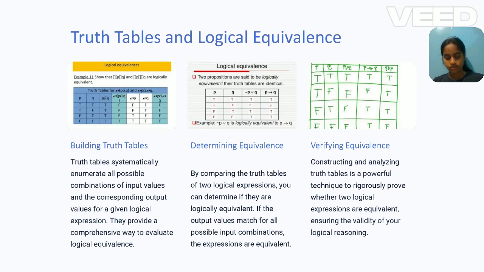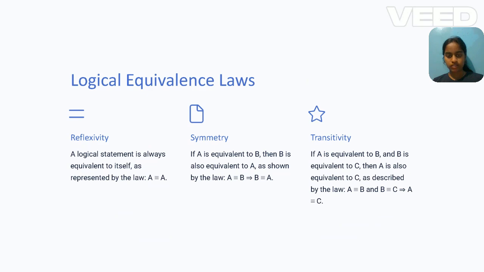Verifying logical equivalence. Constructing and analyzing a truth table is a powerful technique for rigorous proof of whether two logical expressions are equivalent, ensuring the validity of your logical reasoning. Logical equivalence laws. Reflexivity: a logical statement is always equivalent to itself, as represented by the law A ≡ A. Symmetry: if A is equivalent to B, then B is also equivalent to A as shown by the law.